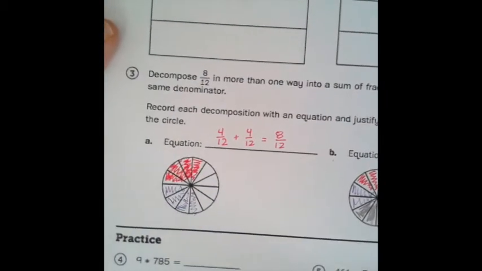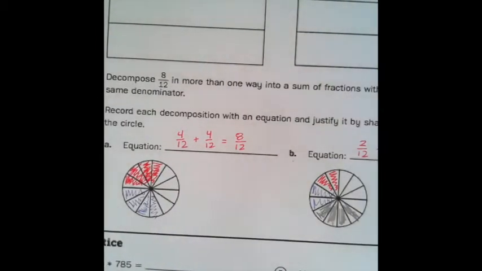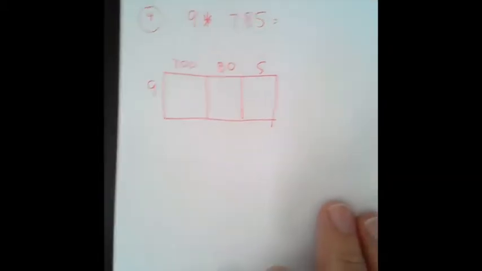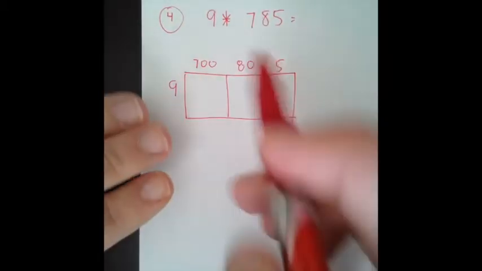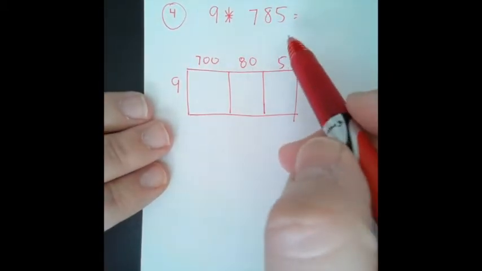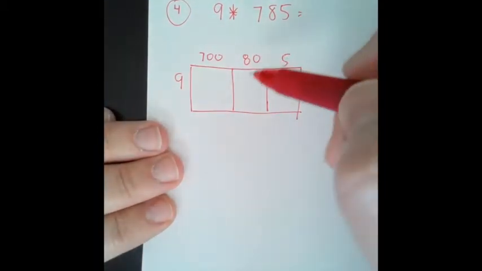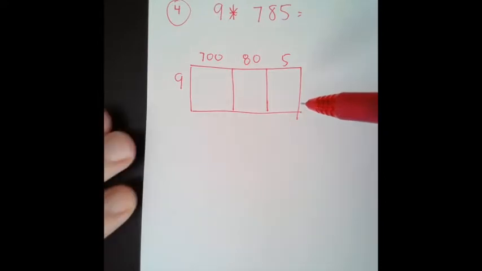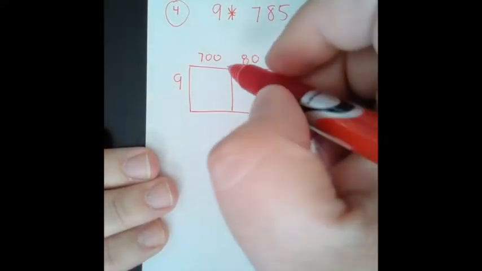Okay. The practice at the bottom, numbers 4 through 7, are all multiplication review. So I'm just going to do 4 and 5 for you, and I'll have you do 6 and 7 on your own. So number 4 was 9 and 7 times 785. So I just went ahead and did some partitioned rectangles to solve that. You can use a different way if you are more comfortable with a different way.